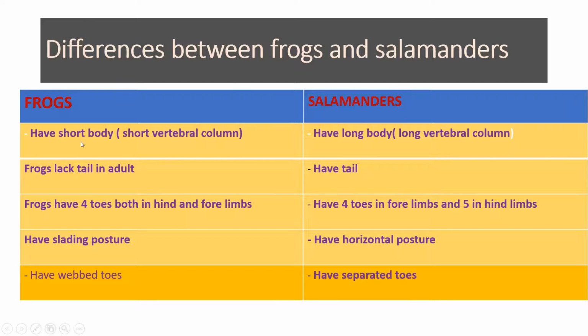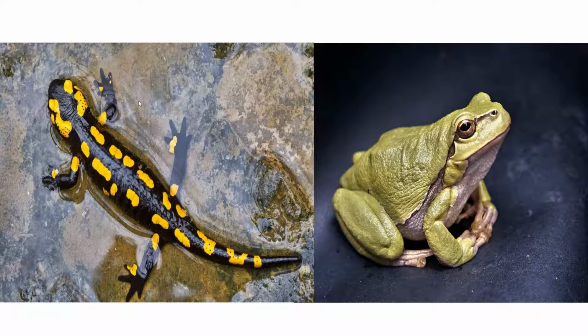For example, look at the frog, the size. The frog is short and the salamander is long. We say that a frog has a short vertebral column. So we normally say when an animal has a short vertebral column, that animal is short. The shorter the vertebral column, the shorter the animal. And when you compare the two, you can see that this salamander is long compared to this frog.